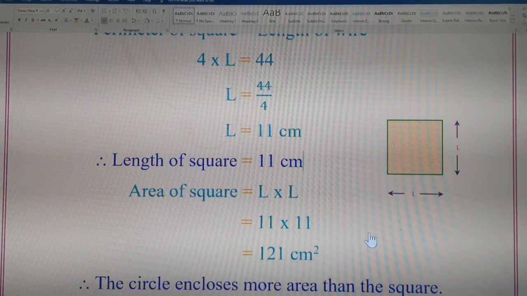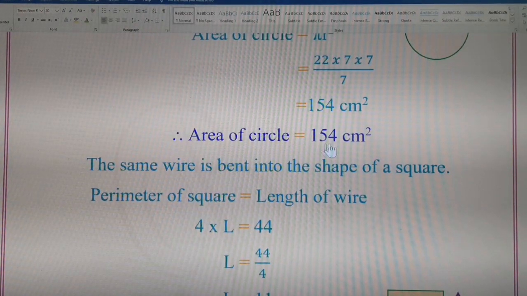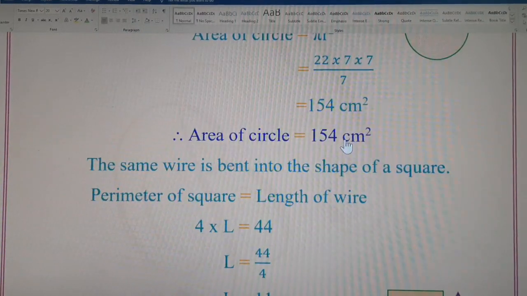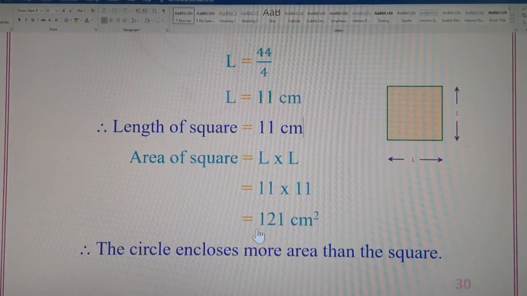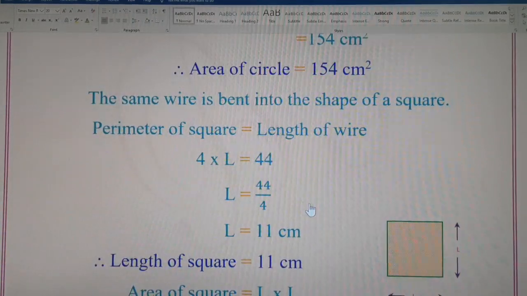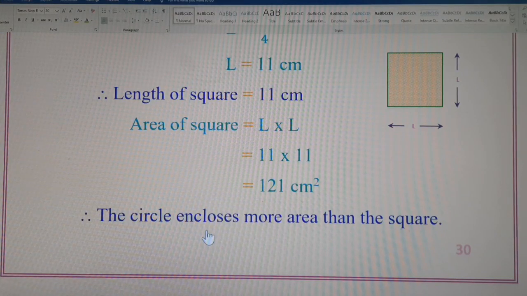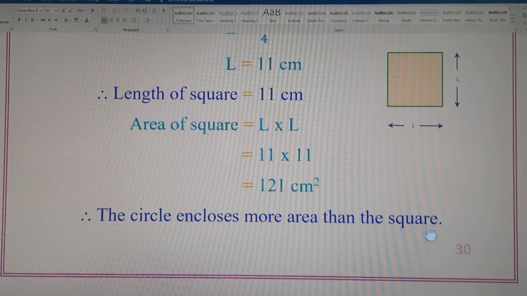Now if we compare the area of the square and the area of the circle: the area of the circle is 154 centimeter square and the area of the square is 121 centimeter square. So which has more area? The circle has more area or the square has more area? The square area is 121 centimeter square. Circle area is 154 centimeter square. So we can say the circle has more area, because 121 is smaller than 154. So the circle is having larger area. So the final answer statement we'll write: the circle encloses more area than the square.